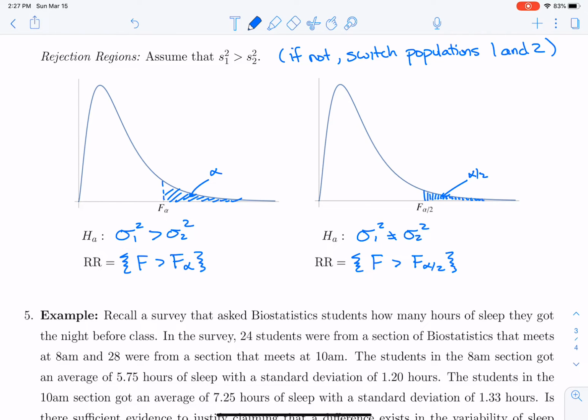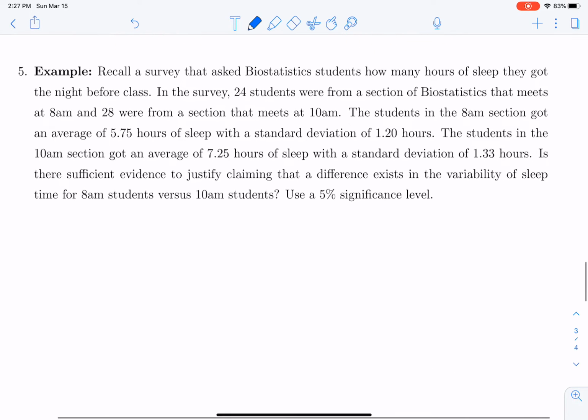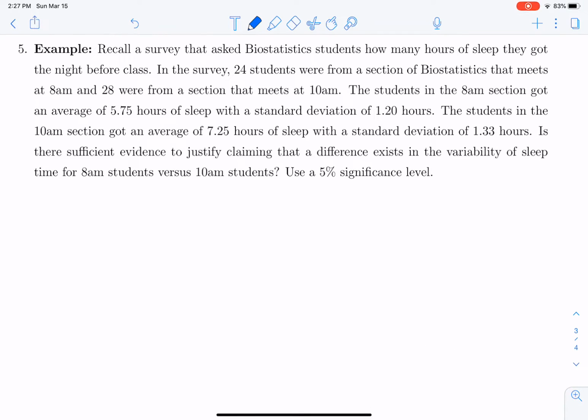So let's do one more example, and this example will be familiar from class. We will look at a survey that asked biostatistics students, again, how many hours of sleep they got the night before class. There were 24 students from a section of biostatistics that meets at 8 a.m. and 28 students from a section that met at 10 a.m. And the students in the 8 a.m.